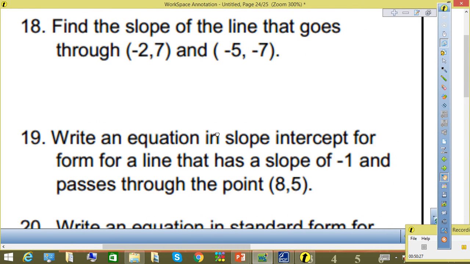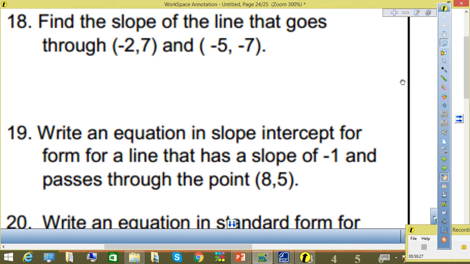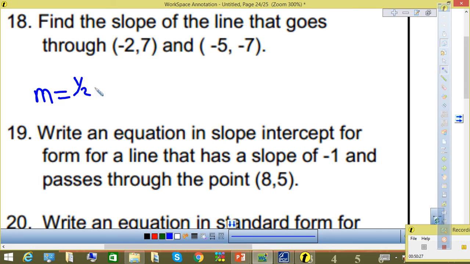Find the slope of the line that goes through negative 2, 7 and negative 5, 7. So first things first, we need to write our formula. M equals y sub 2 minus y sub 1 over x sub 2 minus x sub 1. And we label these x sub 1, y sub 1, x sub 2, y sub 2.